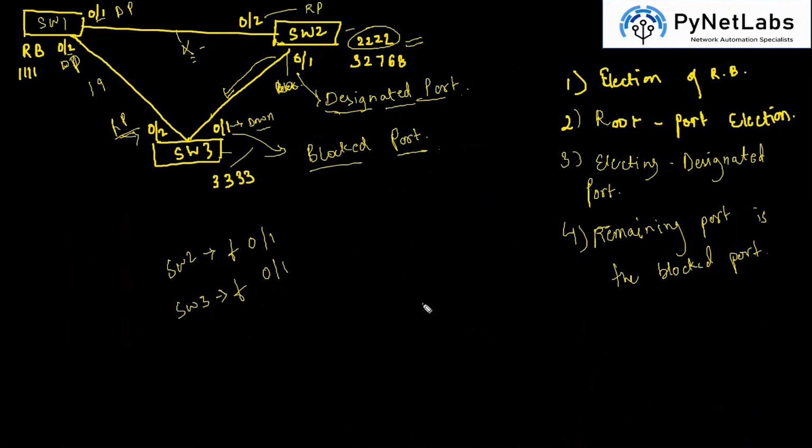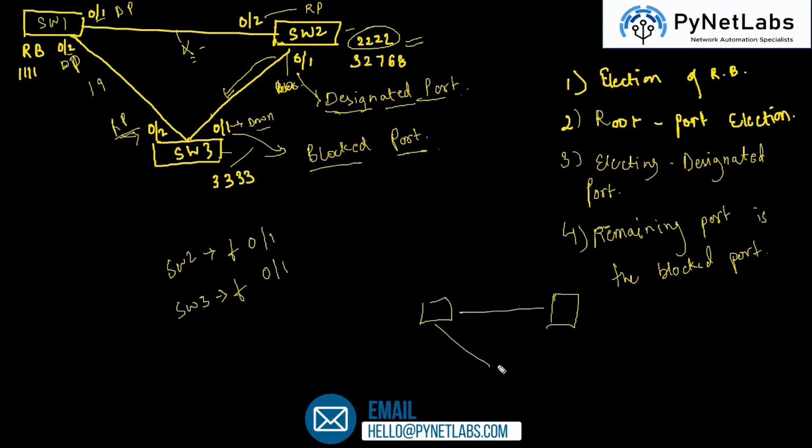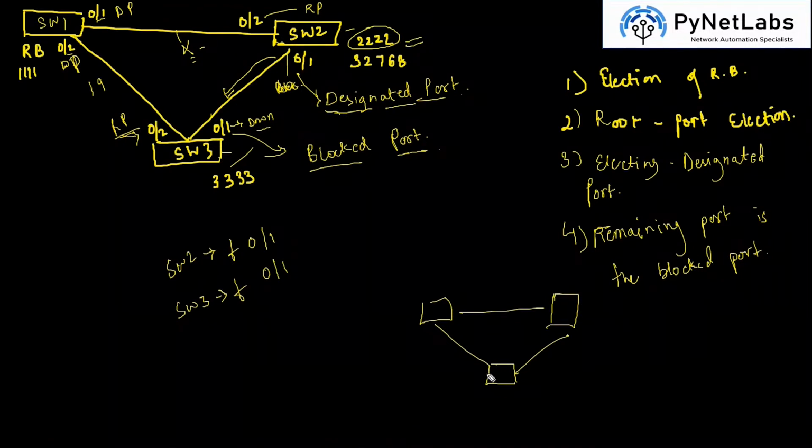So let's understand this again quickly. Someone has asked whether both of the ports of switch 2 are blocked ports or not. So if we block this port as well and this one also, tell me how switch 1 will be reaching switch 3. Is there any chance to reach switch 3? Even if switch 2 tries to communicate, this port is blocked, right?